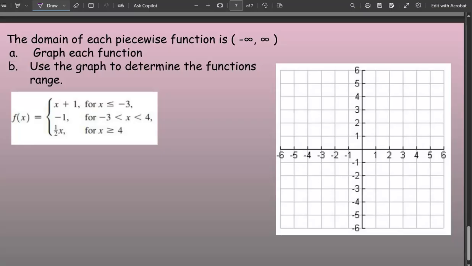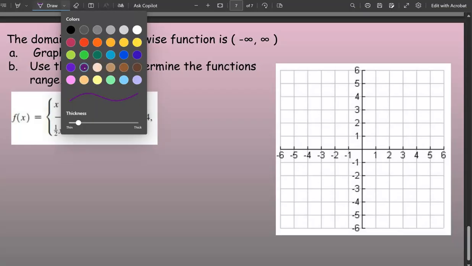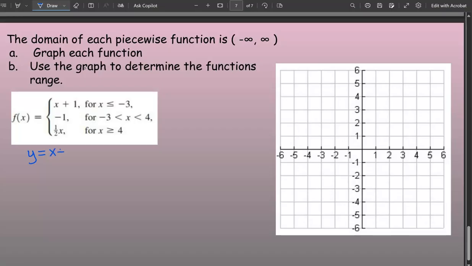Okay. Here I have 3. So I'm going to have y is equal to x plus 1. And I'm choosing values that are less than or equal to negative 3. So I'm going to choose negative 3, negative 4, negative 5. I'm plugging in those values. Negative 3 plus 1 is negative 2. Negative 4 plus 1 is negative 3. Negative 5 plus 1 is negative 4.